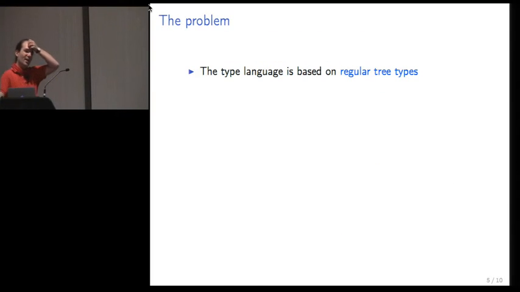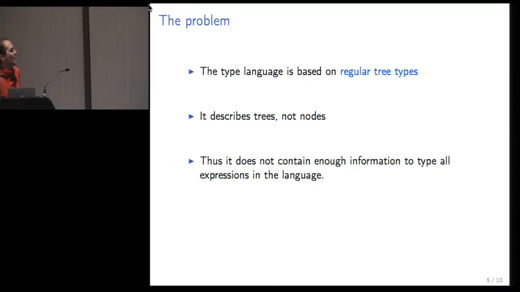So the problem we have is that our type language is regular tree types, which describe trees. But the language manipulates nodes and can navigate in any direction from them. So the type language does not contain enough information.